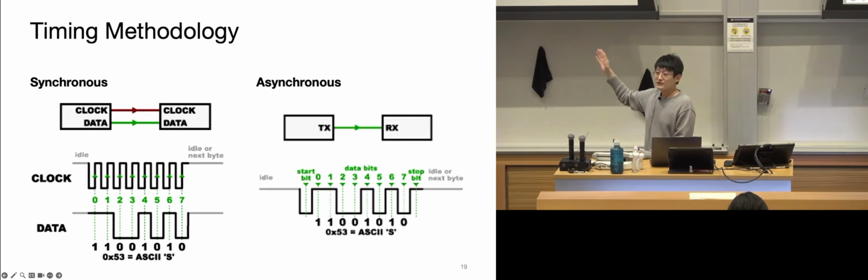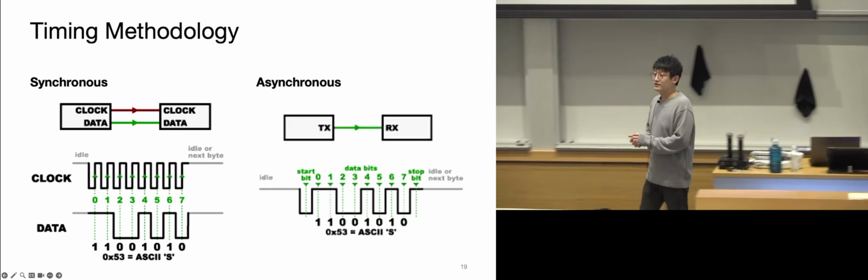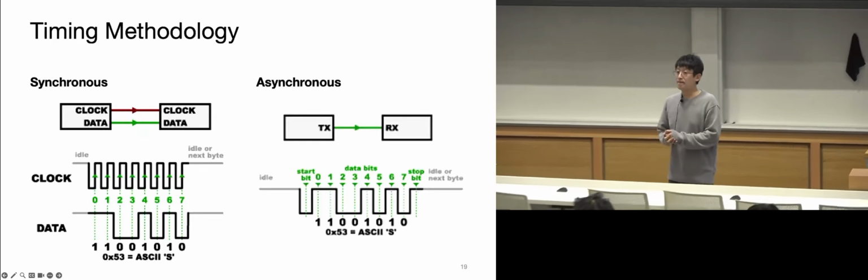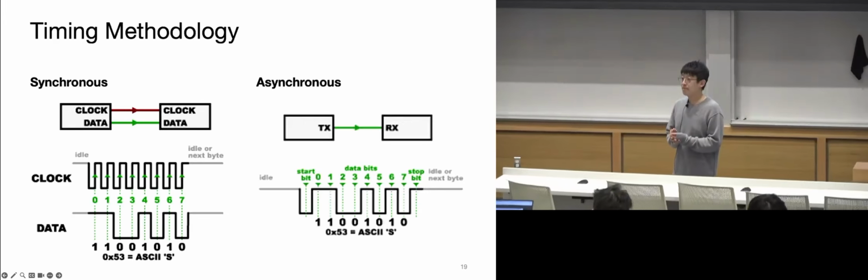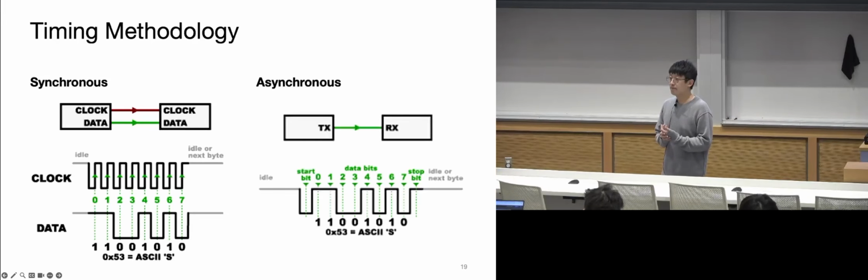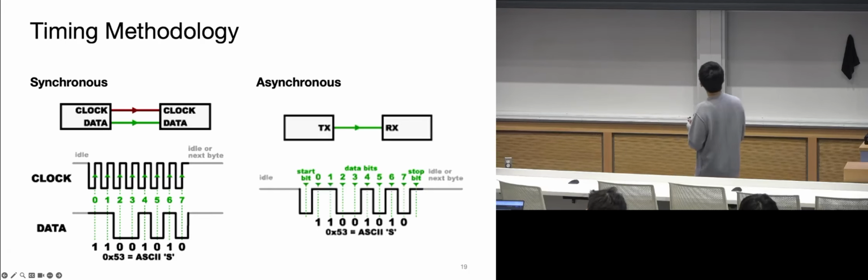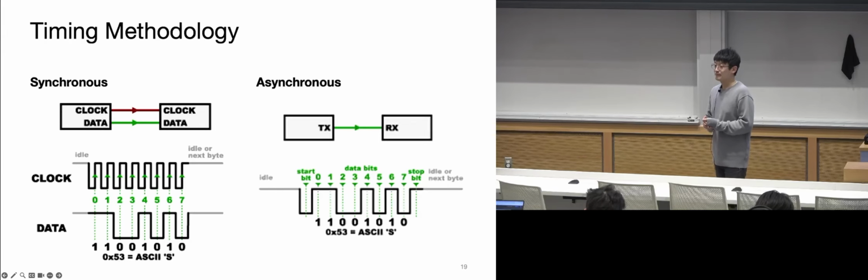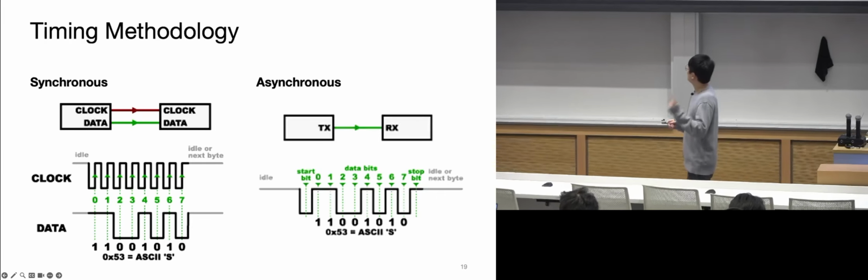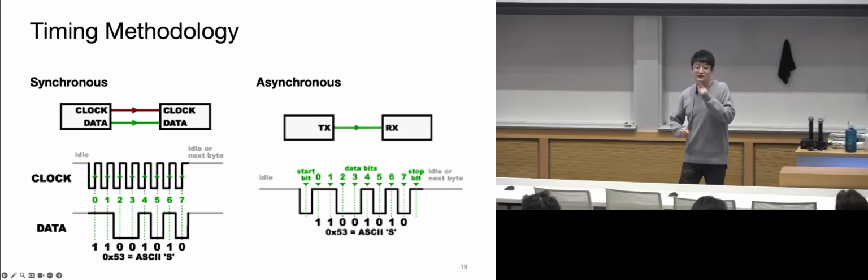Any questions regarding this? Yeah. For asynchronous comms, does the receiver sample on the edge, or, as listed in the diagram, sample in the middle of each start and stop bit? How does it do that compared to edge detection? That's a great question. We'll talk about that in the next slides.